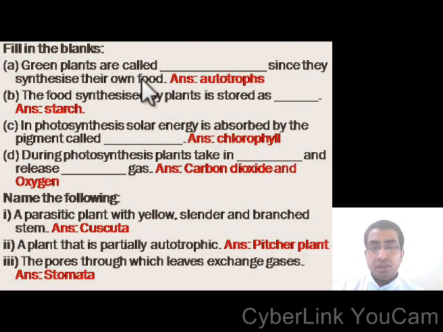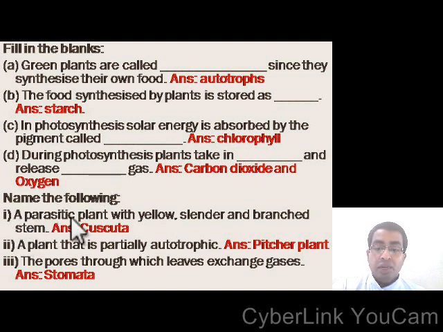So the fill in the blanks questions. Green plants are called dash since they synthesize their own food. So they are called autotrophs. Second question, the food synthesized by plants is stored as dash, starch. Third question, in photosynthesis, solar energy is absorbed by the pigment called dash, chlorophyll. During photosynthesis, plants take in dash and release dash gas. So during photosynthesis, plants take in carbon dioxide and release oxygen.